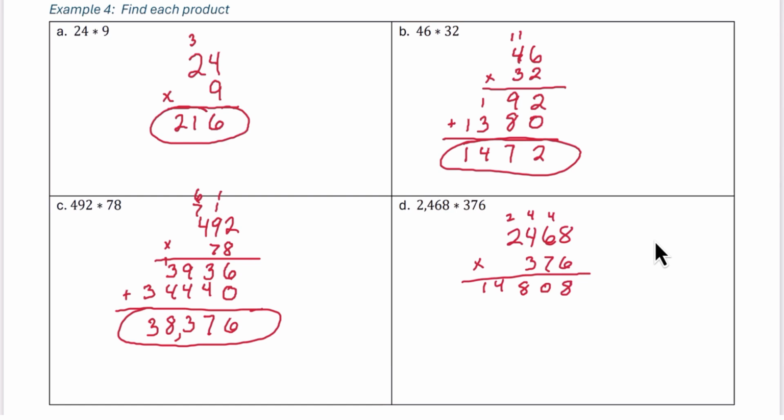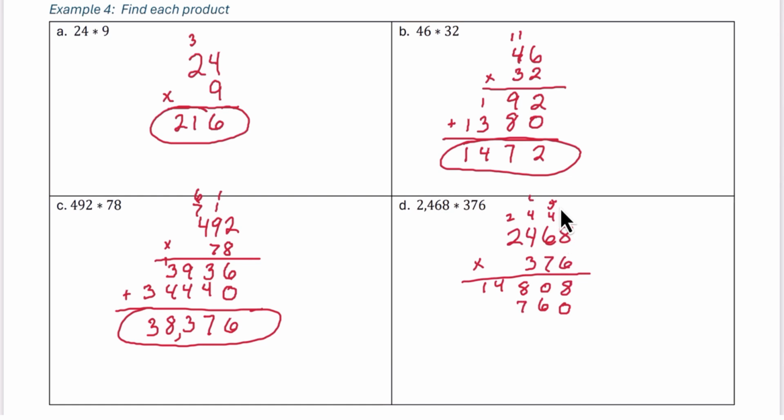Next, we have a 0 placeholder in the ones position, and we'll multiply 7 by every digit up top. 7 times 8 is 56. Write down the 6, carry the 5. 7 times 6 is 42, plus 5 is 47.